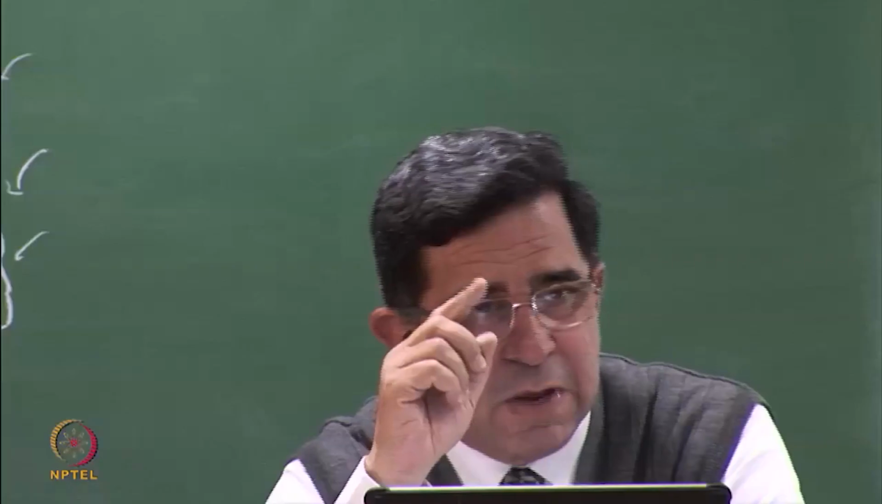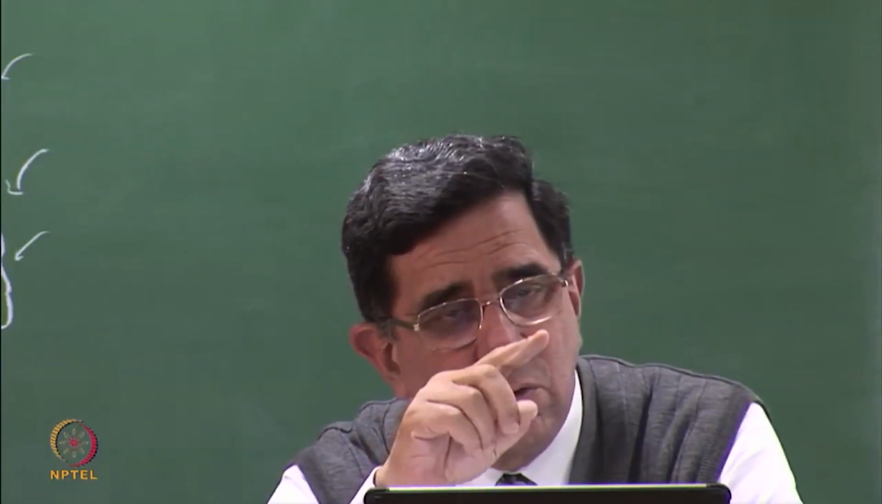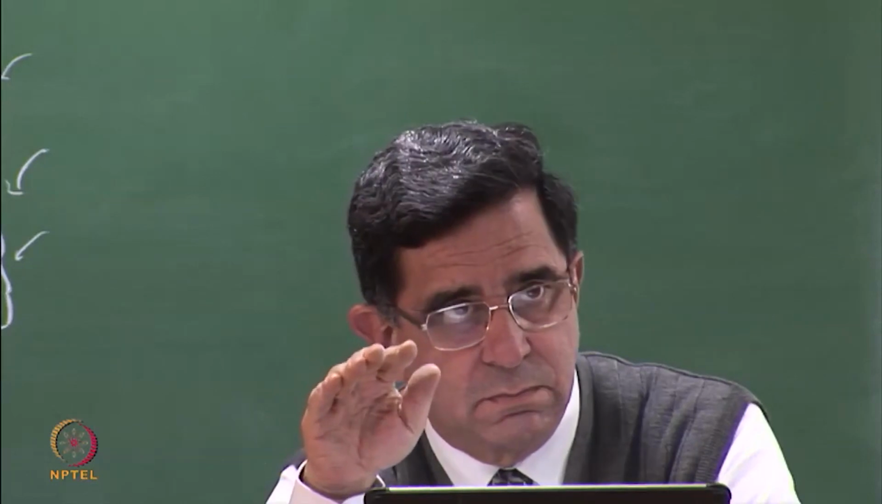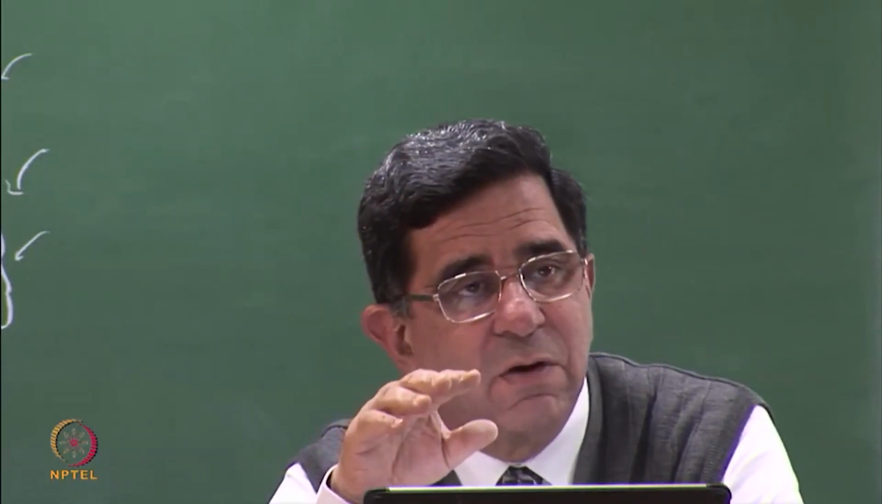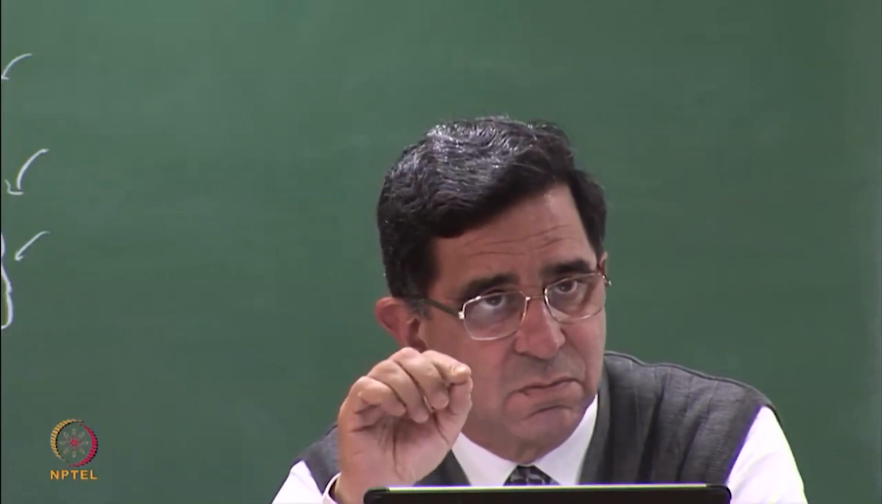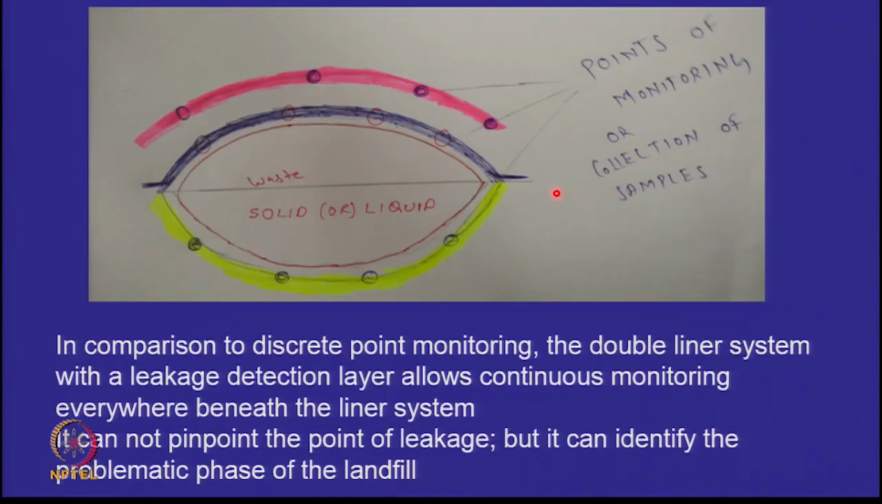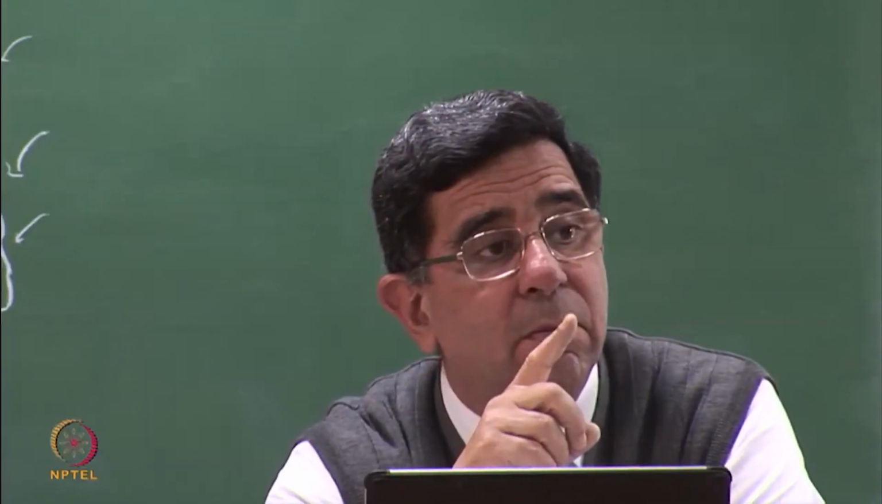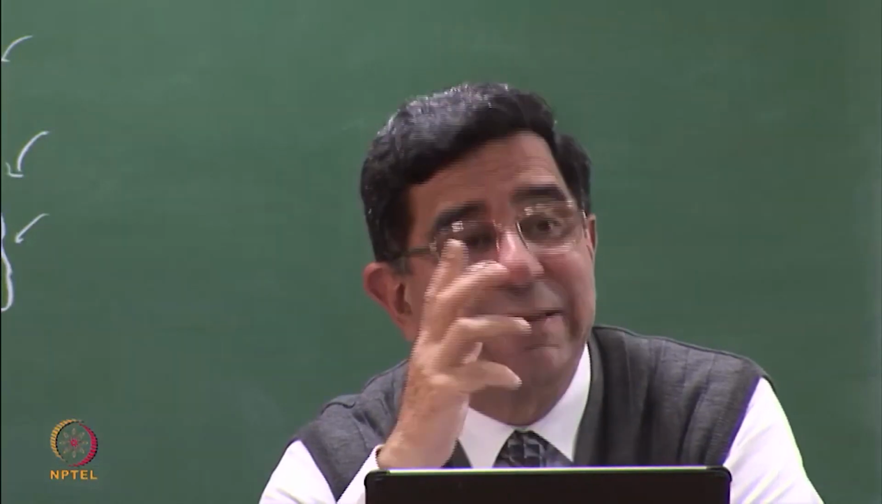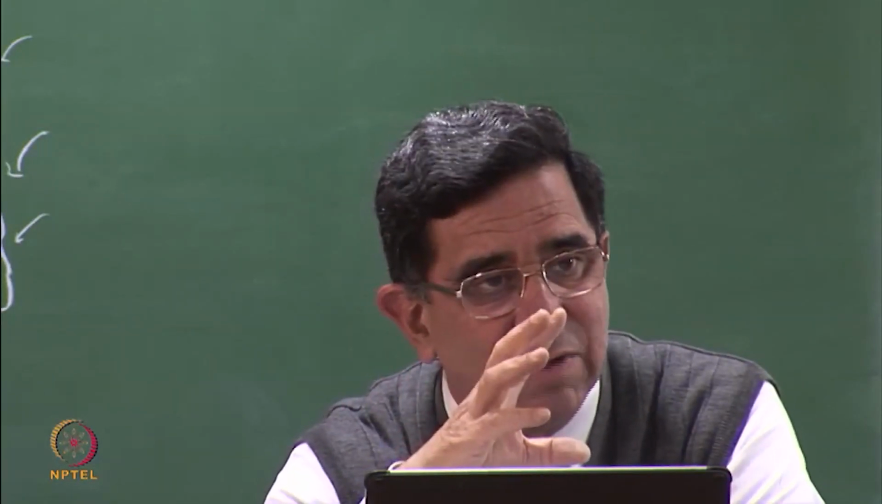So, which brings us back to the basic concept that I want to monitor everywhere. How do I monitor everywhere beneath a landfill? By putting a leakage detection system. So, all this is rarely done. All that we do is put a double liner. When I put a double liner, that means I am monitoring this entire yellow area. If something leaks, it will come into this and it will reach the site. I will not be able to tell you from where it is leaking, but I will tell you that leakage is taking place.